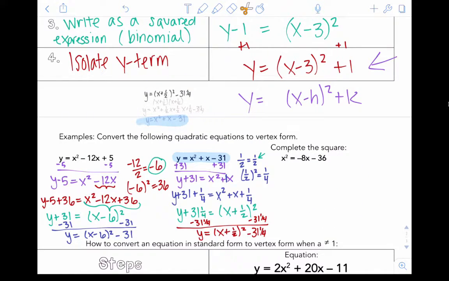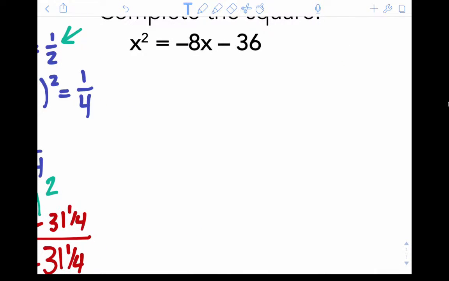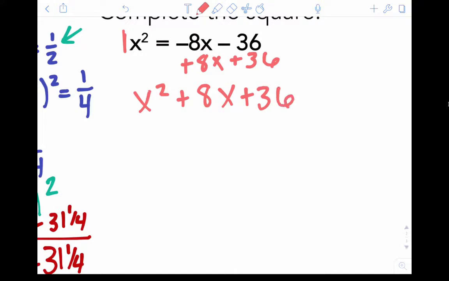All right, go ahead and pause the video again, and you're just going to complete the square here. So notice there's no y in this. And then you can just set it equal to 0 and go through the same steps. So before I can do anything, I need to get these numbers on the same side of the equation. So I want a positive 1 here, which means I'm going to add both of these numbers to the left side. So I have x squared plus 8x plus 36 equals 0.